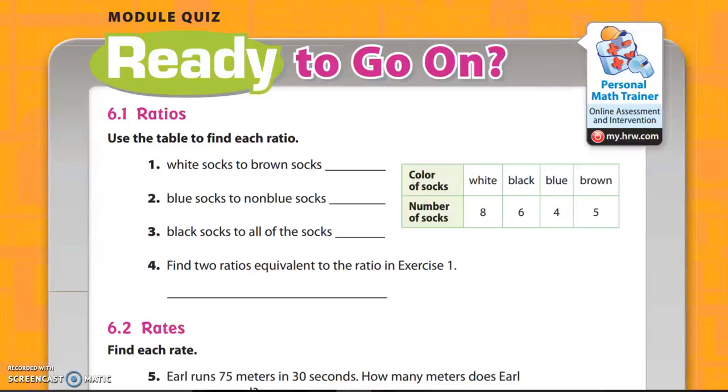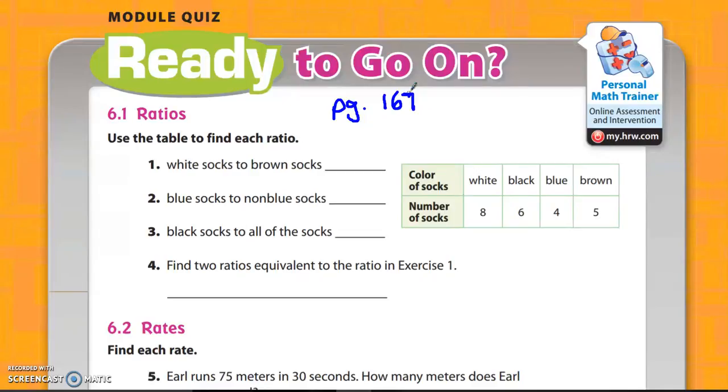This is the Module 6 test review on page 167 and 168. And this video is a check answers video, so I want you to go ahead and pause the video now and resume it when you are ready to check your answers.